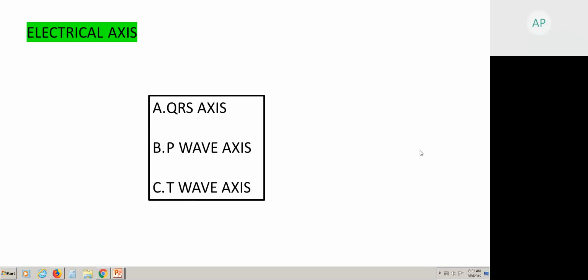Okay. So we will just summarize what I spoke so far. Today's session is going to be on electrical axis. The axis calculation is done commonly for the QRS complex and the P wave, and also sometimes the T wave. As you all know, the T wave and the ST segment have something to do with repolarization. The P wave has something to do with the atrial depolarization, and the QRS with the ventricular depolarization.